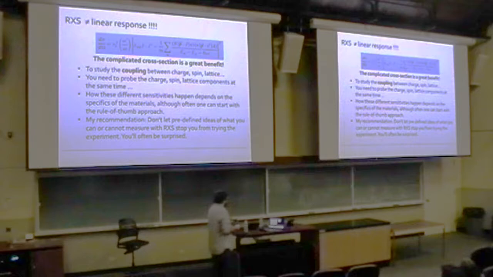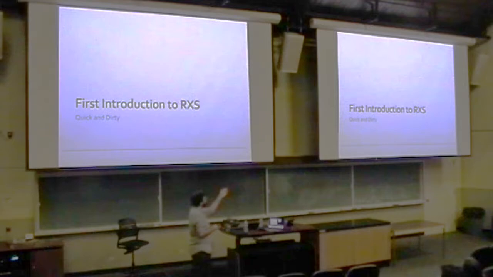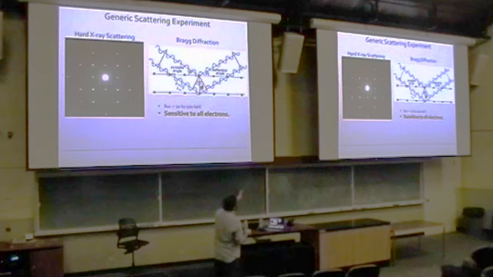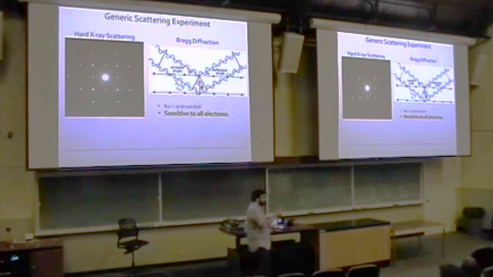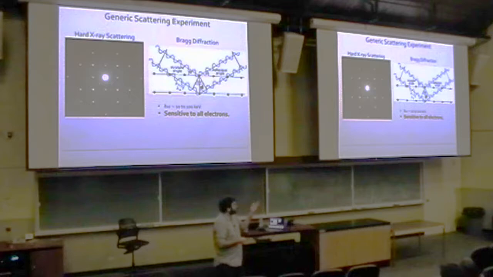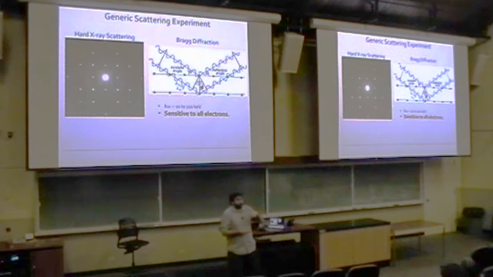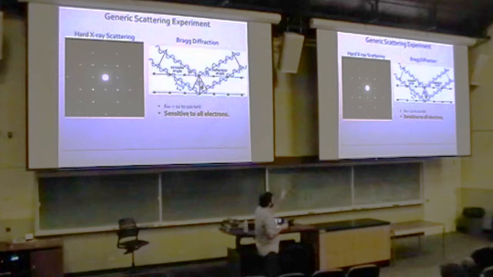So, my quick and dirty introduction to resonant X-ray scattering is the following. Okay, it's going to emphasize one aspect of it, the resonance. If you want to probe periodic structure, the electronic structure of the material, of course, if you're thinking about charge, X-rays come to mind. And typically, you're going to be thinking about doing a hard X-ray experiment, which is going to be in the range of 10 to 100 kilo electron volts. And at those energies, unless you happen to hit a resonance, you're going to be sensitive to basically all the electrons of the material.